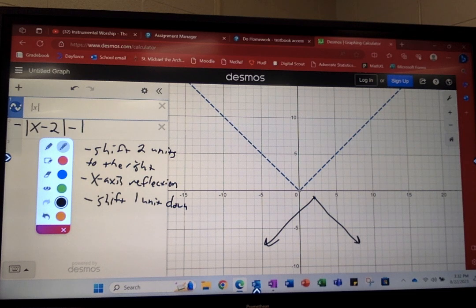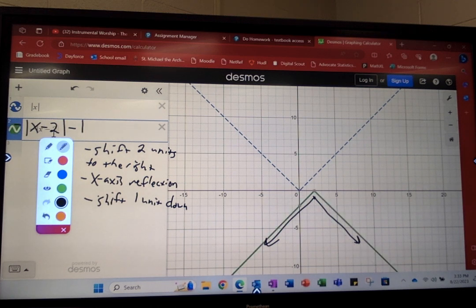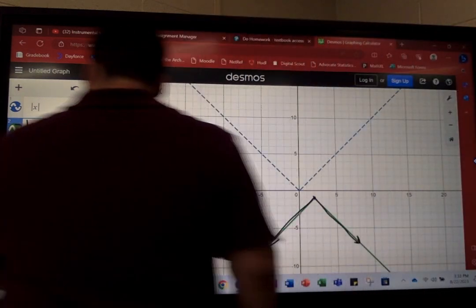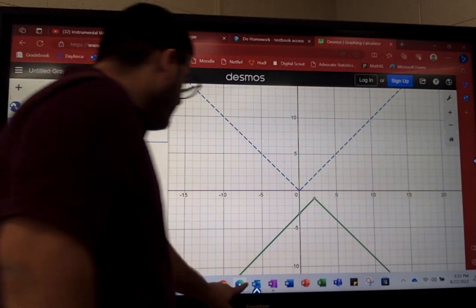All right, let's see what happens here. Negative absolute value of x minus 2, minus 1. And there you go. Shifts and reflections in the same graph. Okay, moving on.